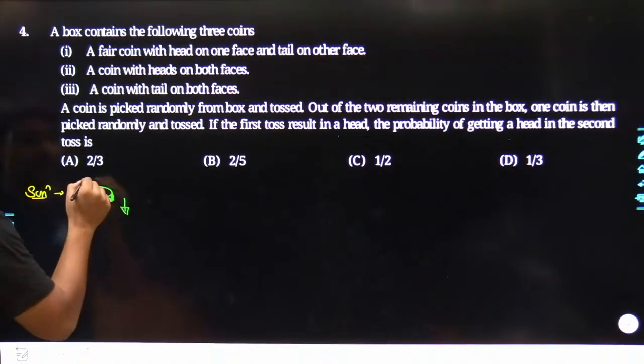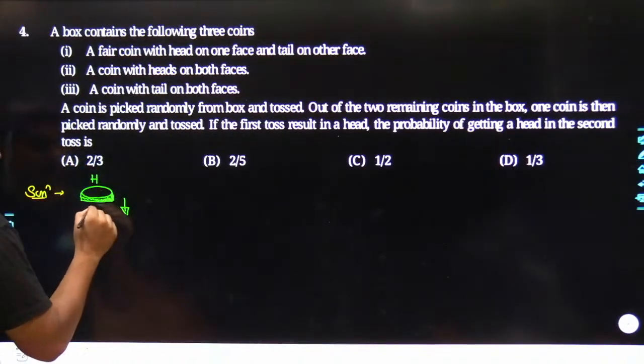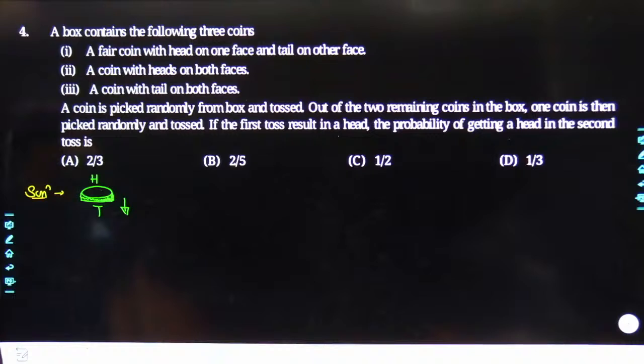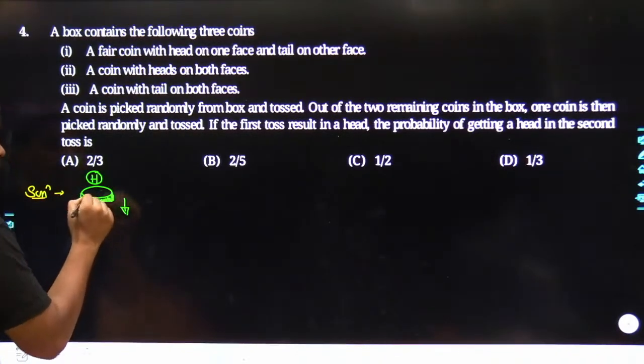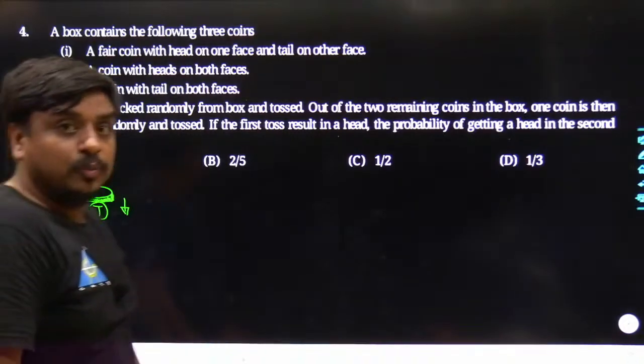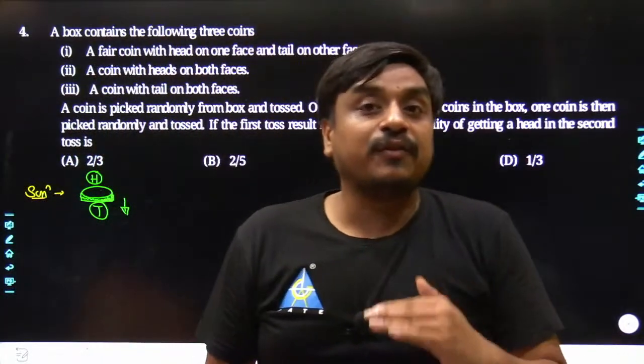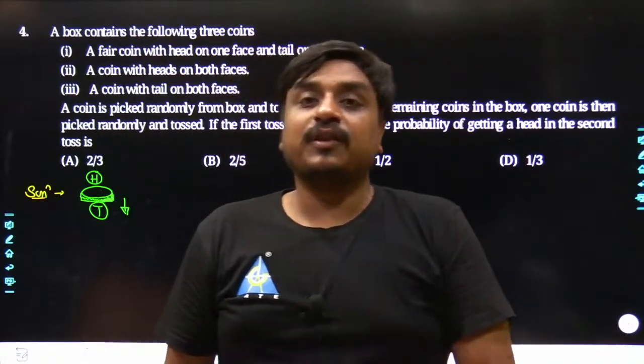Let's take the upper face as head and the lower face as tail. In that case, the probability for the occurrence of head would increase and the probability for the occurrence of tail would decrease, although both faces are fair. One face is head, another face is tail.